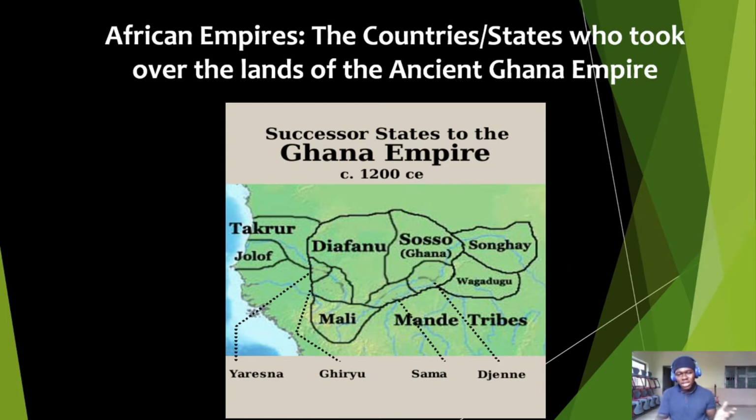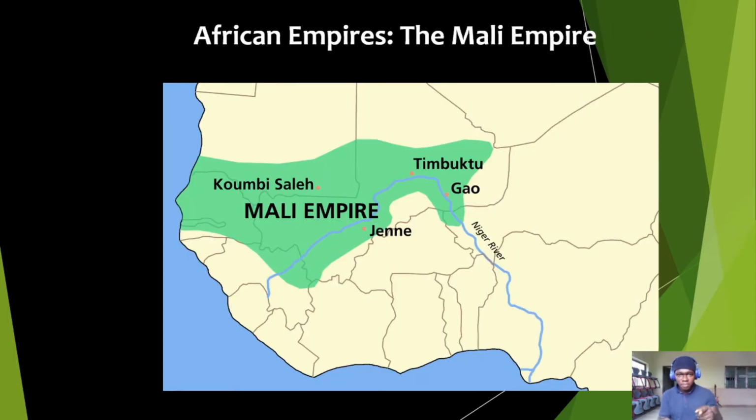So this is around 1,200 years after Christ died. This is what we have. So yeah, after the ancient Ghana Empire, we had the Mali Empire. They also took land, much more. You can see where it starts and where it ends.